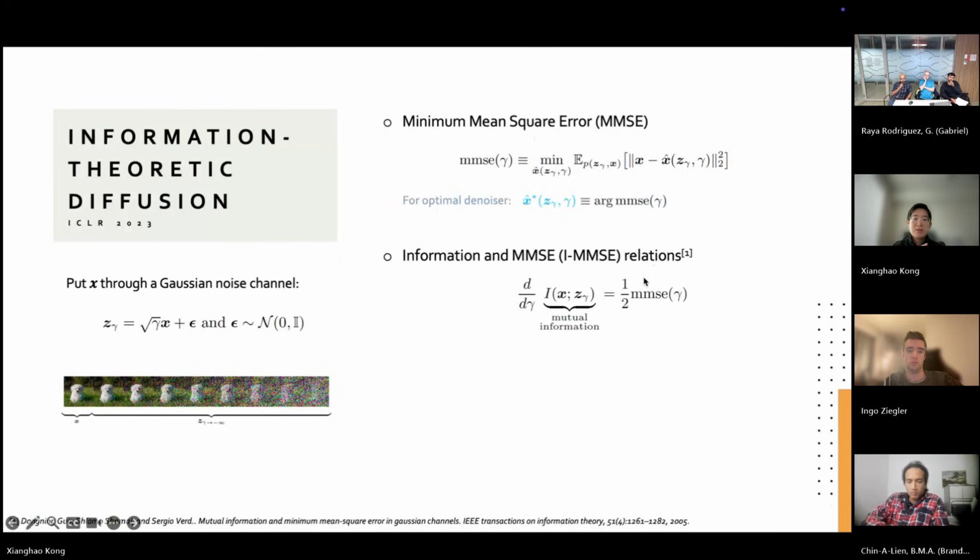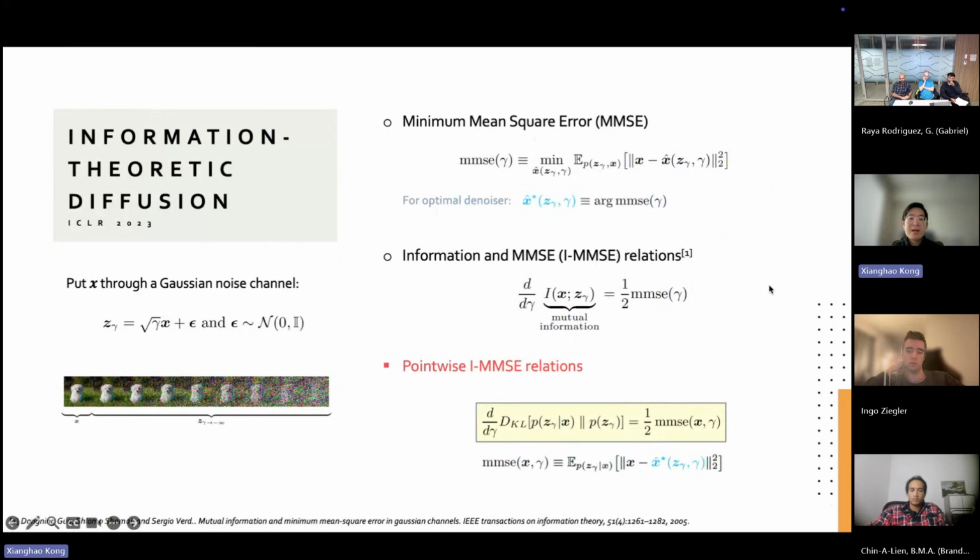So actually here is already a relationship proposed by Guo et al. They build up a bridge between the information and MMSE. So the relationship will be like, okay, the derivative of the mutual information equals half of the MMSE at a certain noise level.